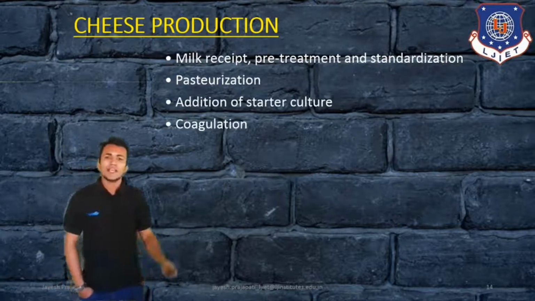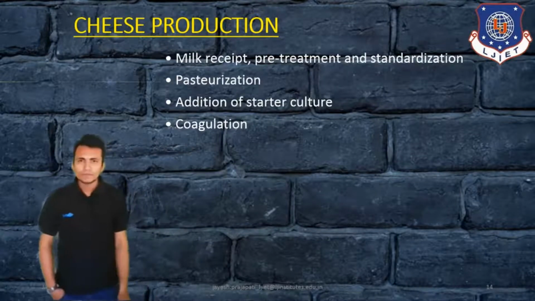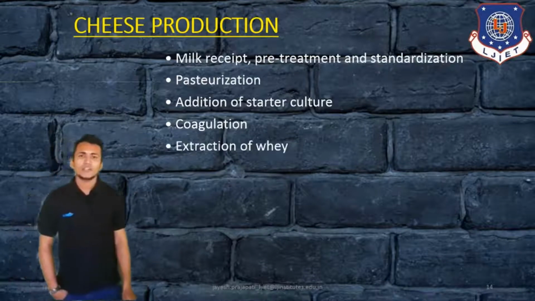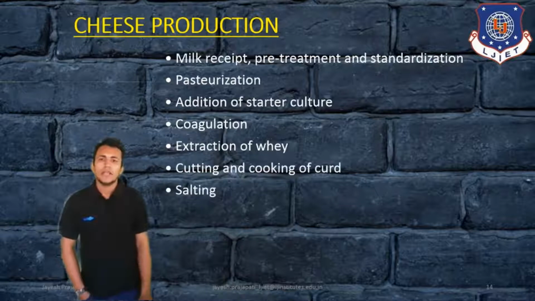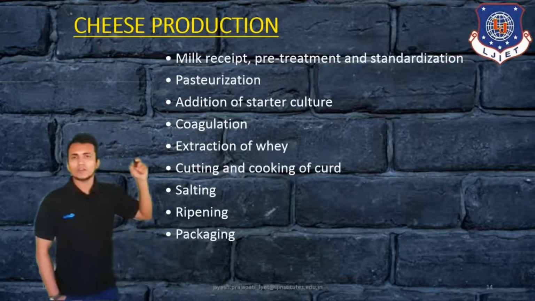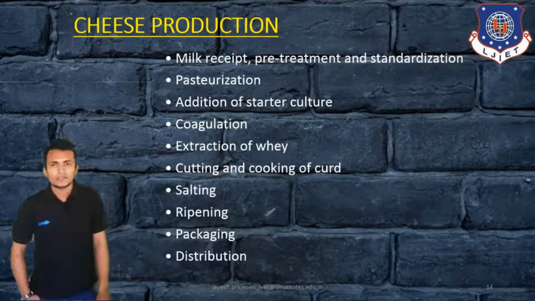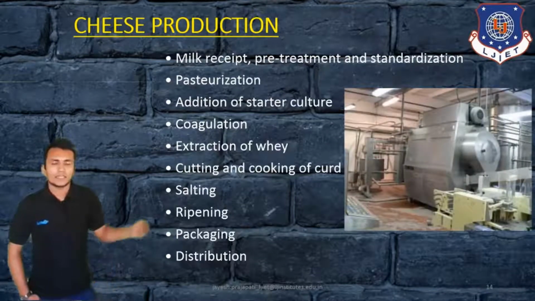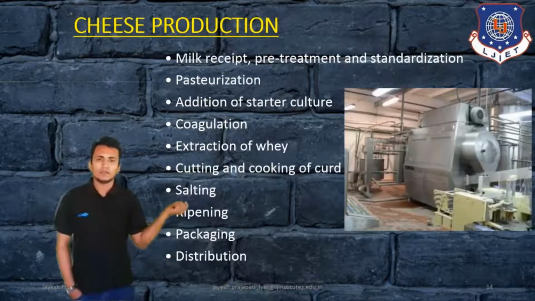Then the second process is coagulation, then extraction of whey, and cutting and cooking curds, and salting and ripening and packaging. So this kind of process is used for cheese production, and last is distribution. In a similar way, we can make this with one kind of instrument for cheese production.